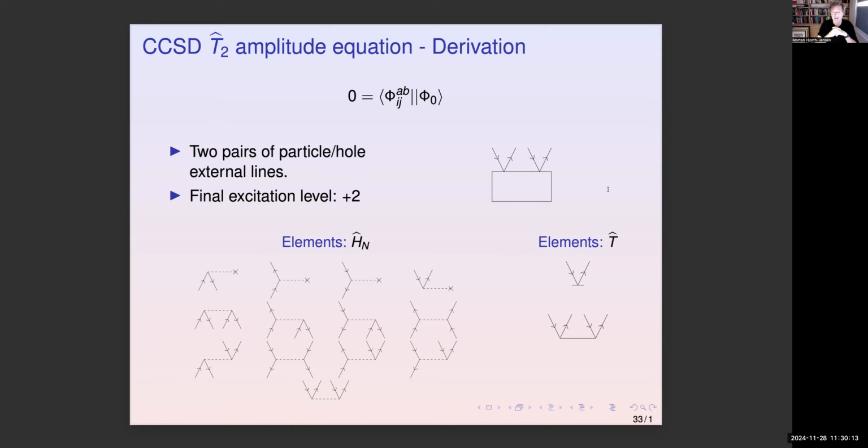Now, when we look at the equations for T2, we are going to end up with a two-particle, two-hole state, which is this state here. So we are taking the vacuum state, and then we are constructing the probability of making the transition to a two-particle, two-hole state. So the final excitation level has to be 2. And then we are going to match all these terms, which we get from the nested commutators, with different final excitation levels.